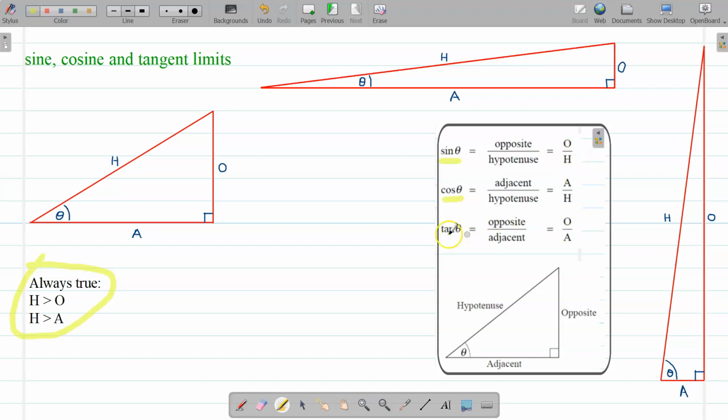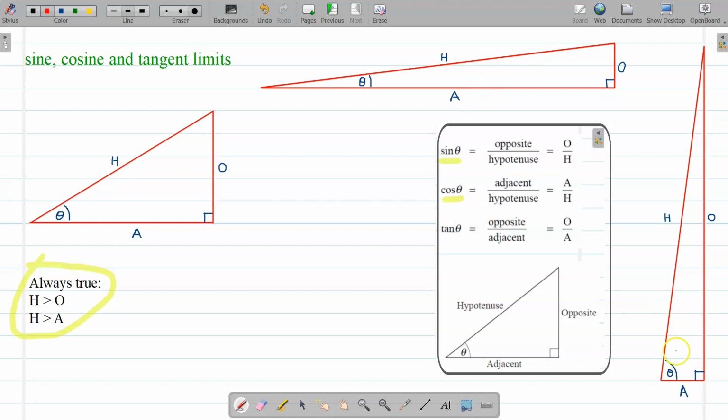Now in the case of the tangent, anything goes because the opposite and the adjacent can be any size relative to each other. So for example, in this top triangle here, we can see that the opposite is many times smaller than the adjacent. So the tangent of this angle in this example might be about 1/10. And if theta got smaller, it might become 1/20 or 1/30. So a small fraction close to 0.